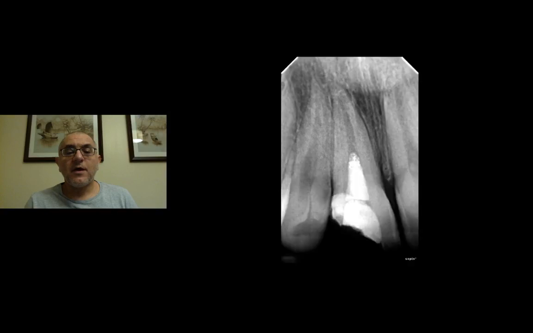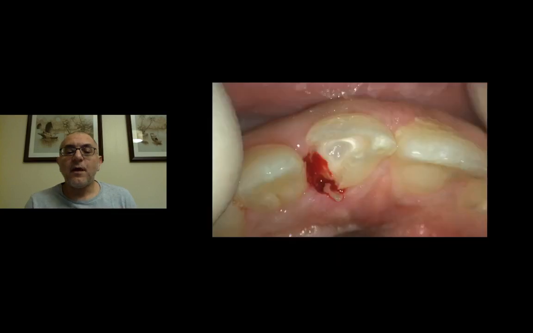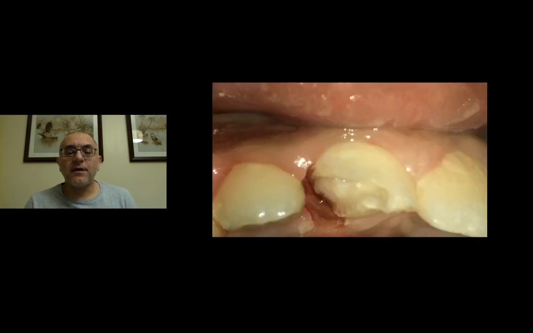In this case, I did a partial pulpectomy. I went in further for two reasons. First of all, the fracture line was very deep. And number two, sometimes when you are trying to remove pulp very deep in the canal, you don't have a lot of control over how much pulp you remove per application of your instruments. And then in this case, again, there you can see the filling I did.